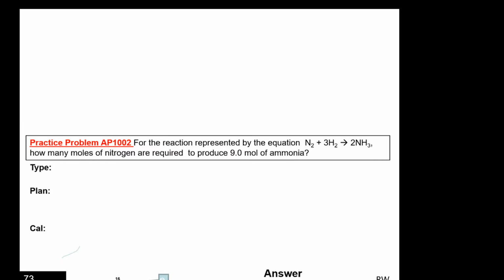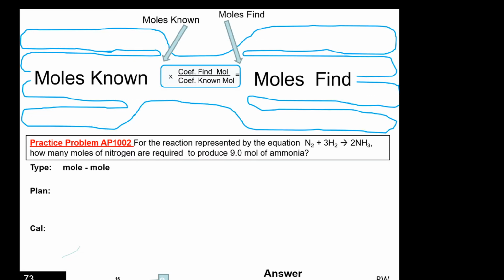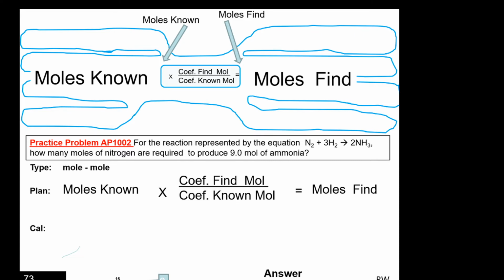Okay, so first, what type of problem is this? They're giving you moles of ammonia, and you're asked to find moles of nitrogen. So it's a mole problem, which means you're interested in just the middle part of your stoichiometric equations. And your plan to find those moles that you're looking for, you're going to take the known moles and multiply by the molar ratio with the coefficient of the moles that you want to find in the numerator and the coefficient of the known moles in the denominator.